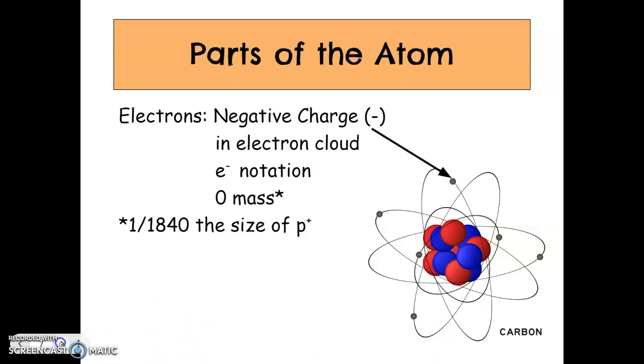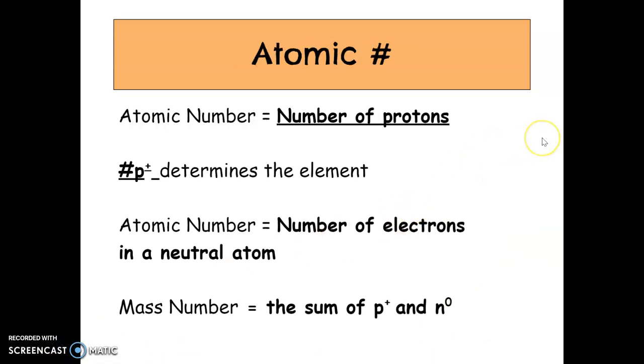All right, so now let's talk about our atomic number. Every single element is going to have an atomic number, and the atomic number is the number of protons in the element, okay?